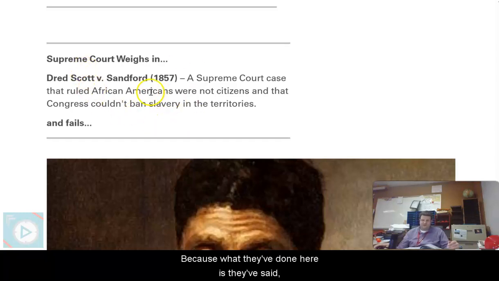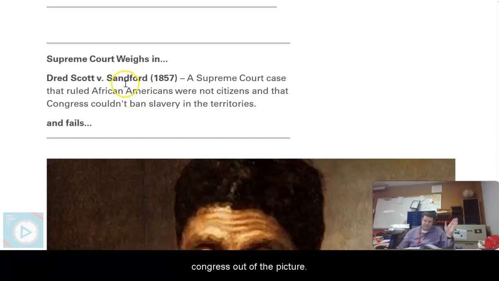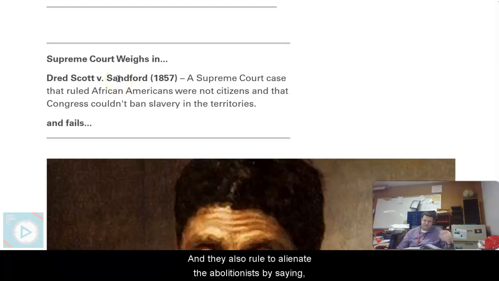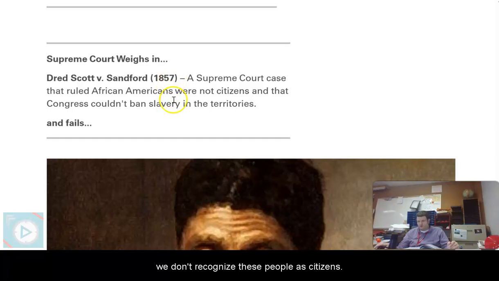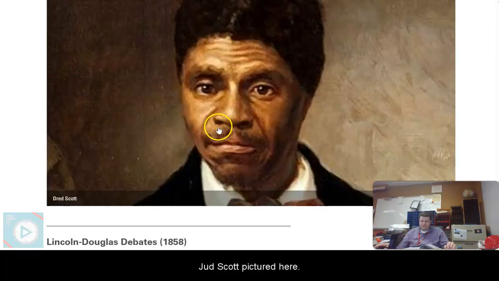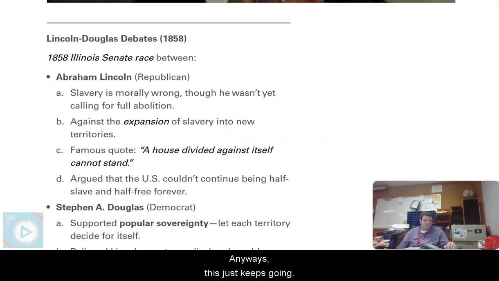Because what they've done here is they've said, Congress, out of the picture. No more compromises on their end. And they also rule to alienate the abolitionists by saying, we don't recognize these people as citizens. It's going to be a mess. Dred Scott, pictured here.